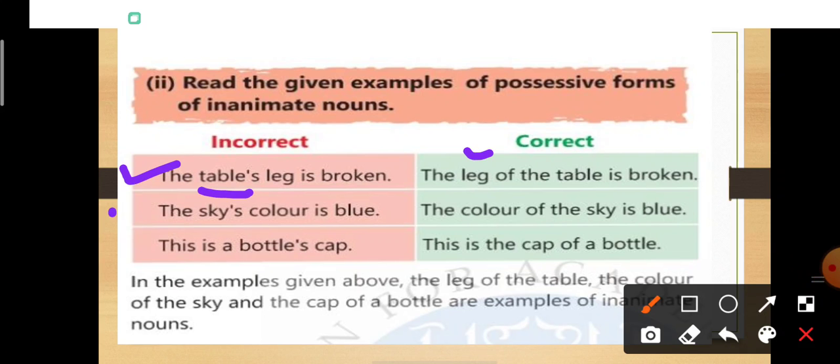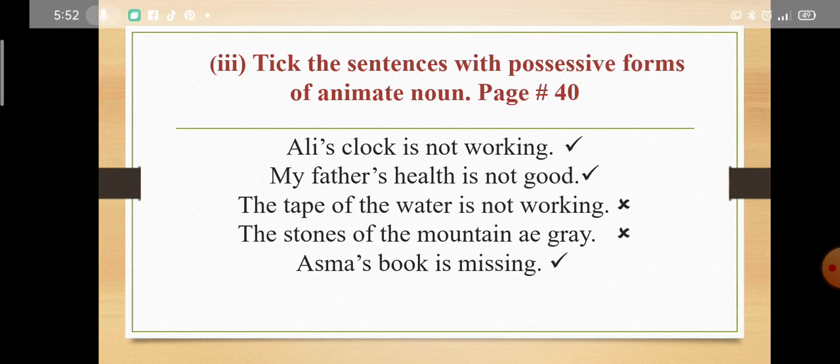The next sentence: the sky's color is blue. Wrong, as it is an inanimate noun. So we will write it this way: the color of the sky is blue. The third sentence: this is a bottle's cap. How will we write it? This is the cap of the bottle. So bottle's cap is wrong. It is inanimate. We cannot add s with non-living things. Apostrophe is only added with animate nouns.